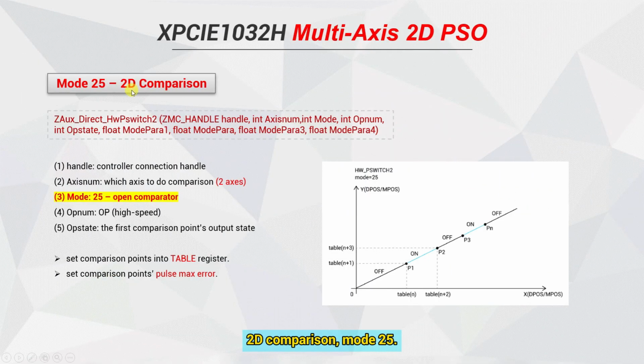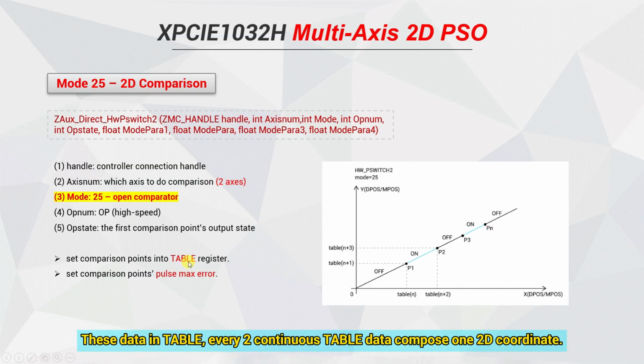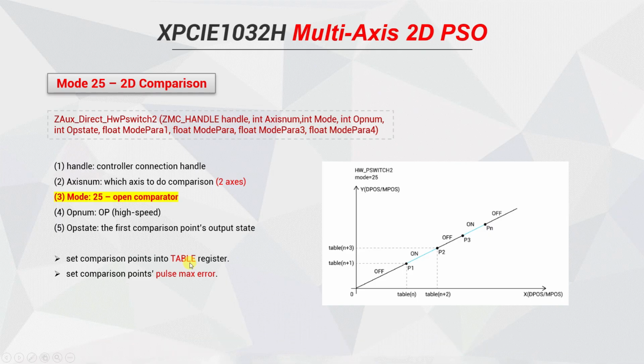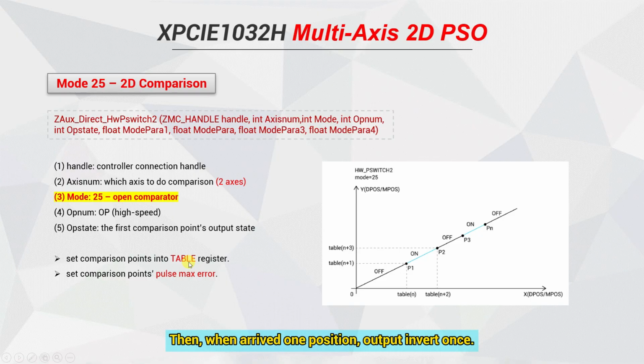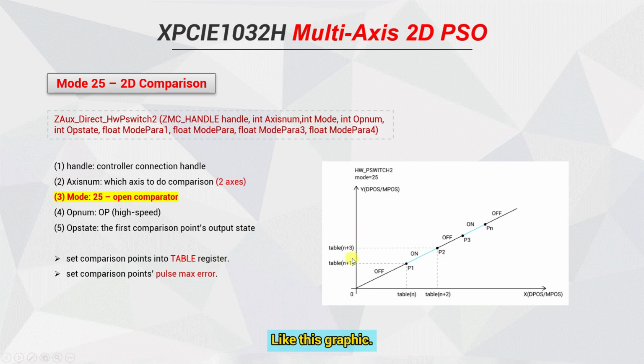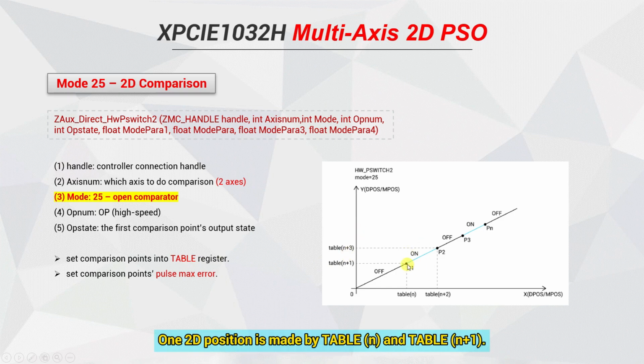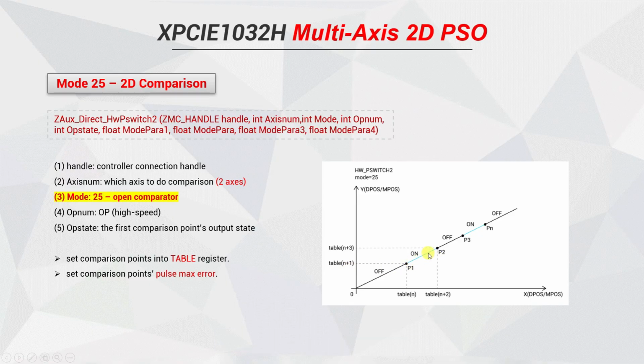2D comparison, mode 25. Write the needed comparison points into the table. In the table, every two continuous table data compose one 2D coordinate. Table data 1 and data 2 are for the first point. Then, when it arrives at one position, the output inverts once. Like this graphic, one 2D position is made by table n and table n plus 1. When it is at one set point, it outputs.